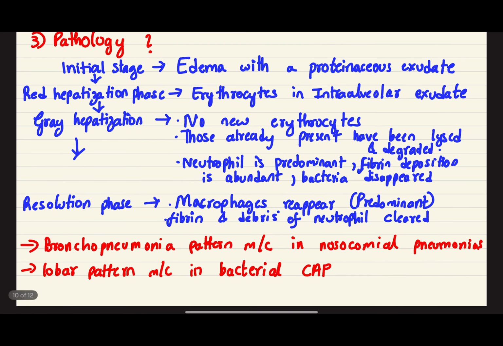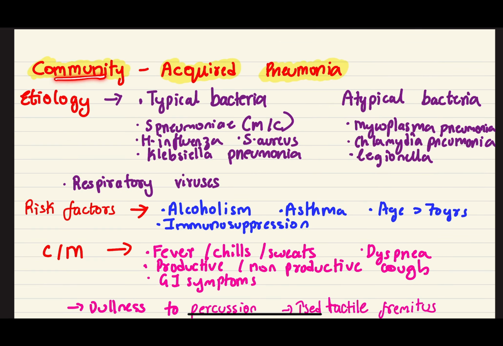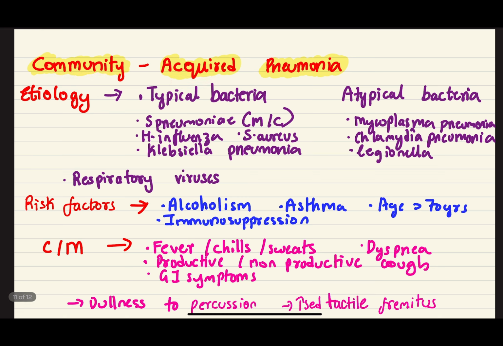Patterns vary. The bronchopneumonia pattern, which is patchy around bronchi, is more common in nosocomial pneumonias, and the lobar pattern, affecting whole lobes, is typical in bacterial community-acquired pneumonia. We will now learn about community-acquired pneumonia. What is community-acquired pneumonia? It is pneumonia contracted outside of healthcare settings, like at home, work, or in the community. Unlike hospital-acquired types, CAP involves pathogens you encounter in everyday environments.